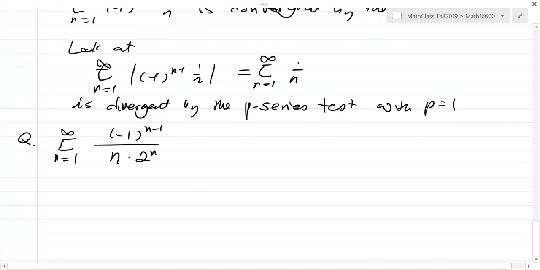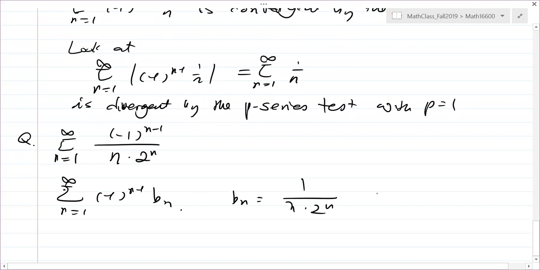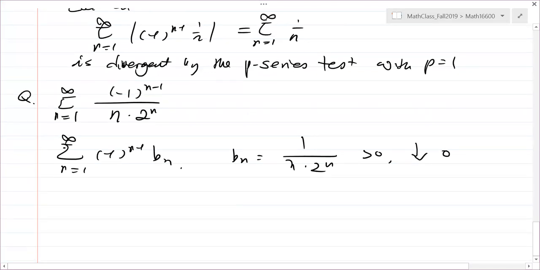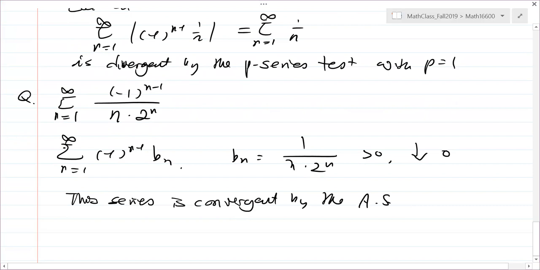To check the convergence for this series, you have two options. One, you can use the alternating series test to prove it. This is going to be written in the form like that, and the Bn is going to be 1 over n times 2 to the n. Clearly it's positive, decreasing to zero. It's obvious, so you don't need to check whether the derivative is positive or negative, because the numerator is always constant. You can put the word obvious. That's enough. Then this series is convergent by the alternating series test. Done.